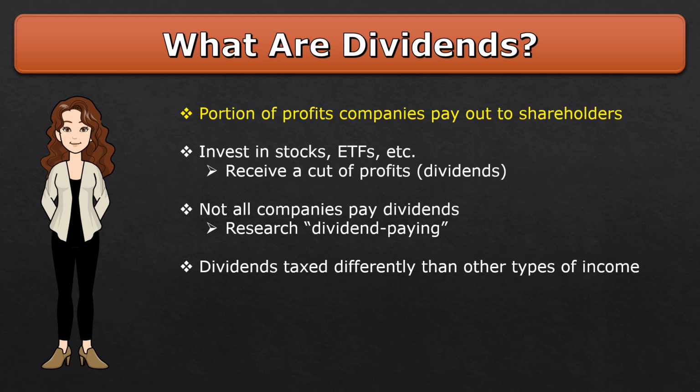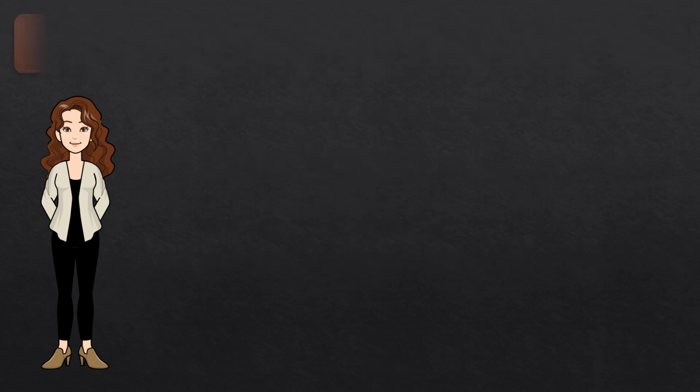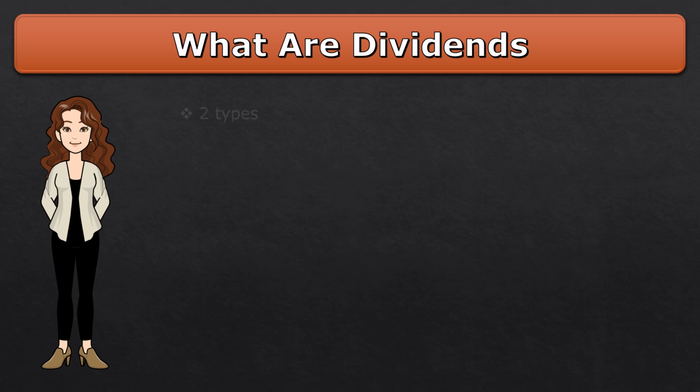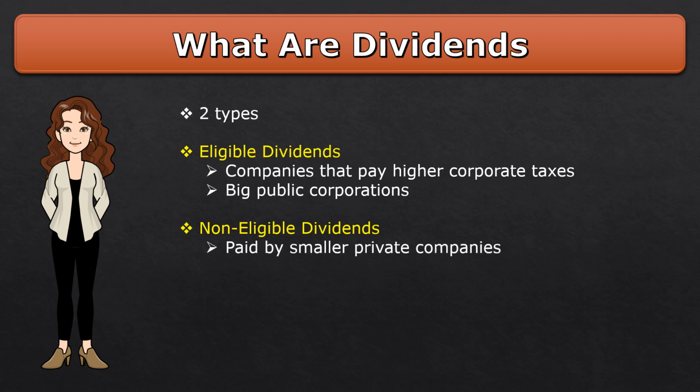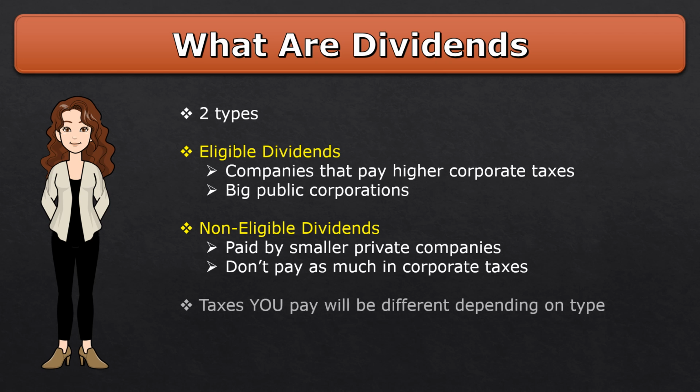We'll dive into specifics in a second. But first, there are two types of dividends, eligible and non-eligible. Eligible dividends come from companies that pay higher corporate taxes, like big public corporations. Non-eligible dividends are paid by smaller private companies, usually those that don't pay as much in corporate taxes. This is important because the amount of taxes you'll pay will be different depending on which type you receive.